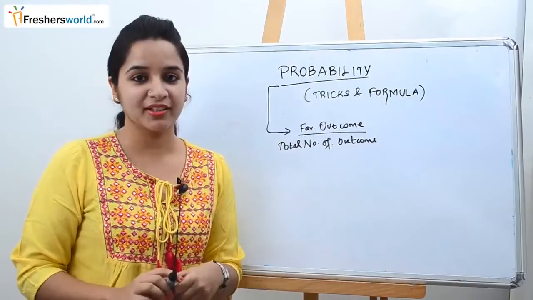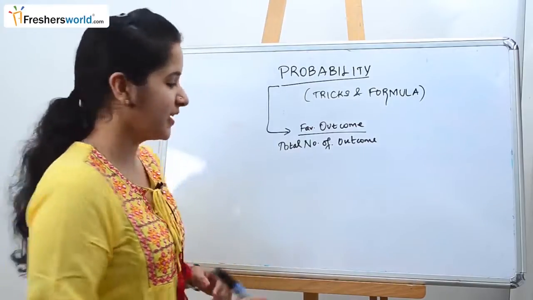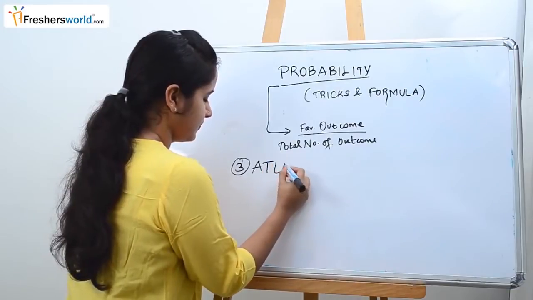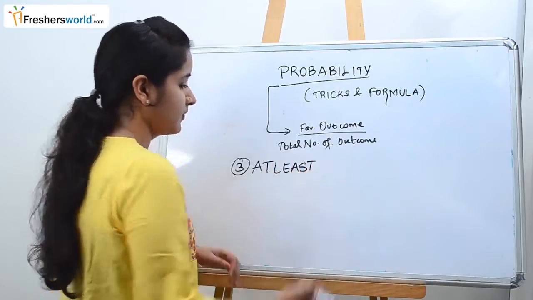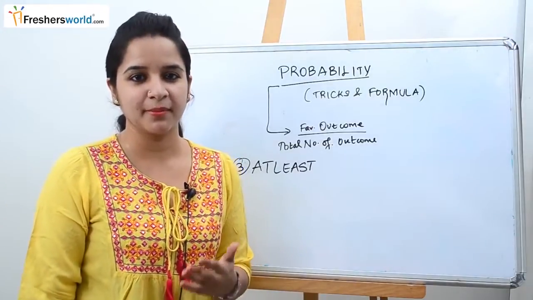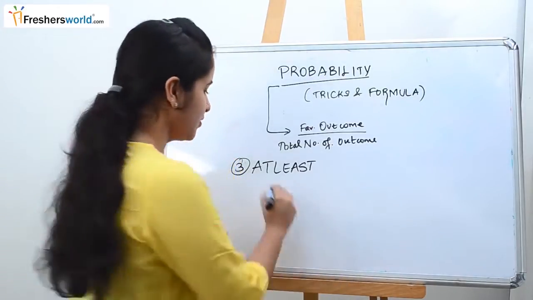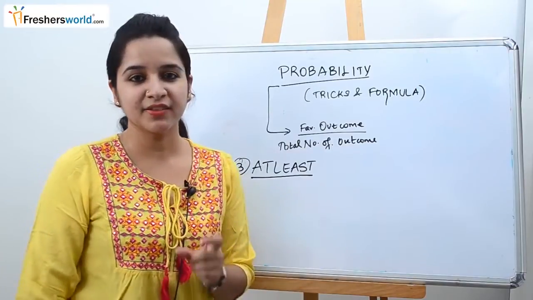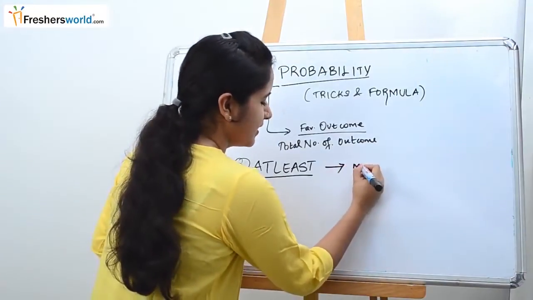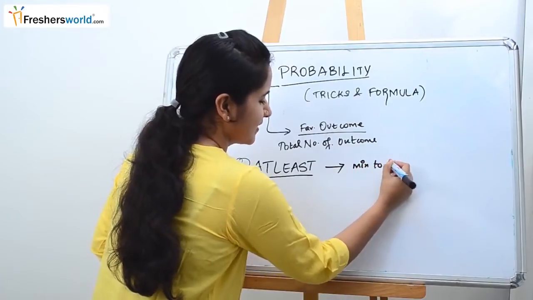The third trick that one must know in probability is "at least". You would have faced a lot of questions in competitive exams asking "at least". So what is at least? The word itself shows it starts from the minimum. So always remember, at least means minimum to maximum.